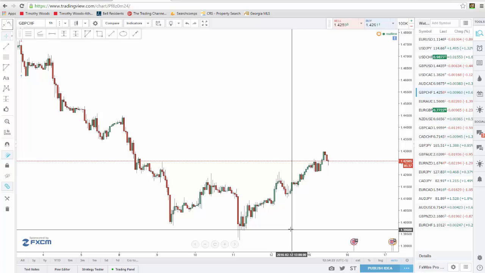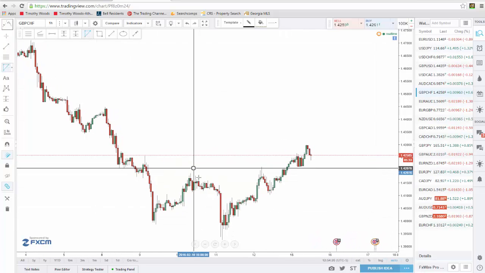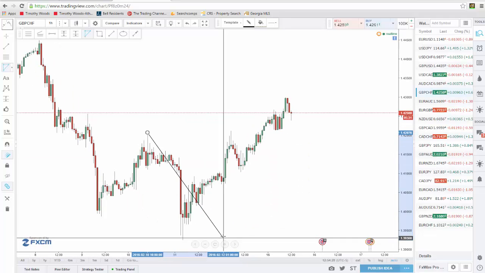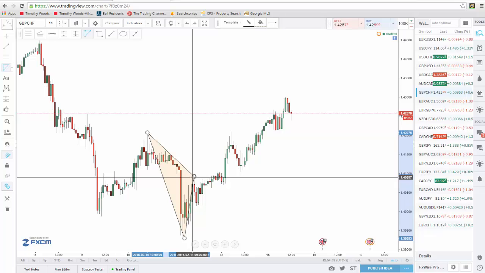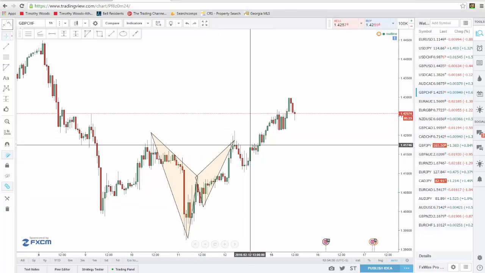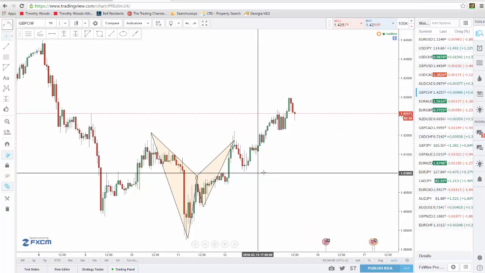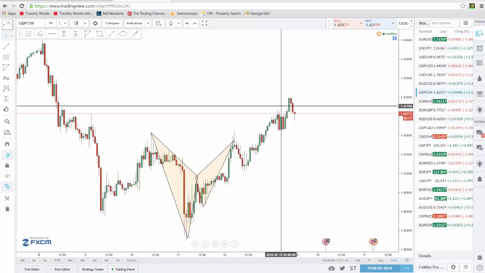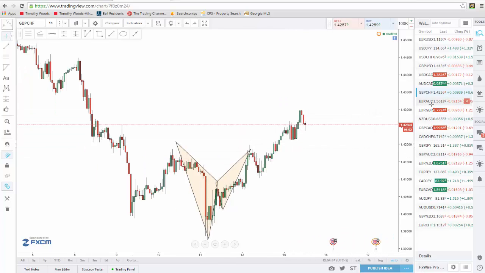Our most previous loss here on the pound Swiss, which was a bat pattern, X to A to B, B to C, CD completion right up here at the 886. We rolled over a bit, but did not quite hit targets, and we came up and ended up being stopped out earlier this morning on this trade. Moving along, we'll take a look at the Euro Aussie.